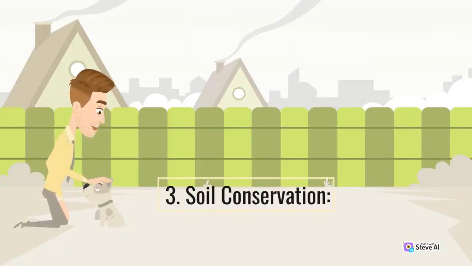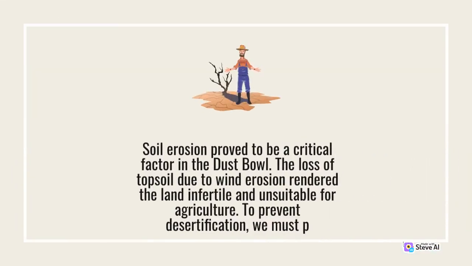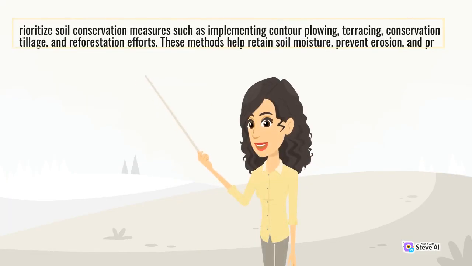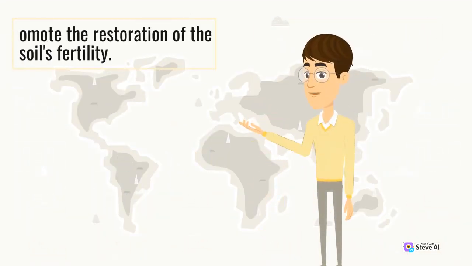3. Soil conservation. Soil erosion proved to be a critical factor in the Dust Bowl. The loss of topsoil due to wind erosion rendered the land infertile and unsuitable for agriculture. To prevent desertification, we must prioritize soil conservation measures such as implementing contour plowing, terracing, conservation tillage, and reforestation efforts. These methods help retain soil moisture, prevent erosion, and promote the restoration of the soil's fertility.